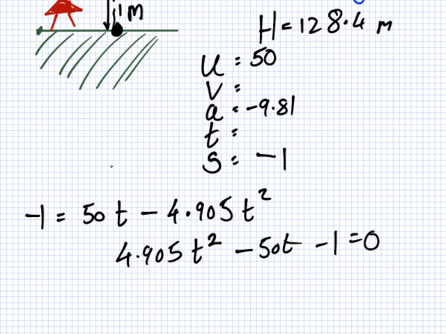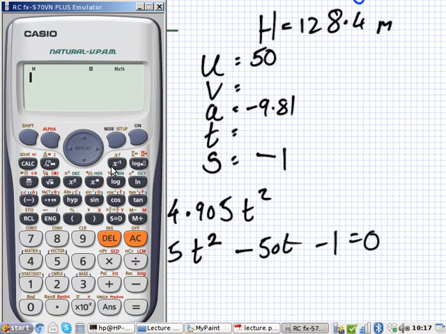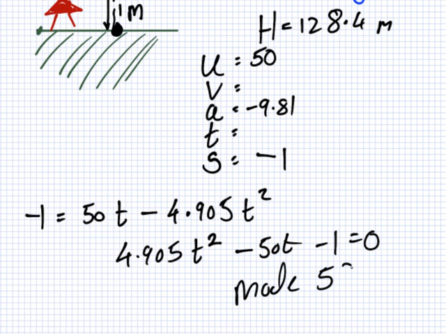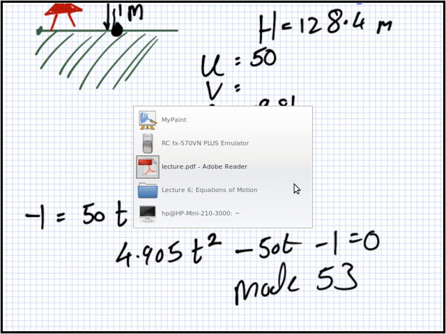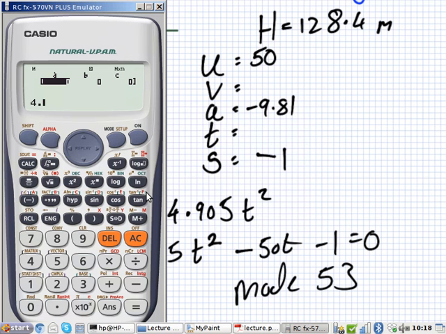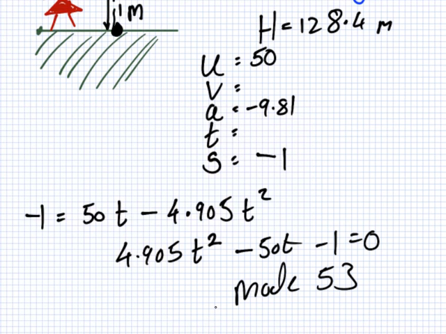Anyway, for the one person who has the right calculator, Casio 991, you can solve this on the calculator by typing mode 53. You have that, and then you type in the 3 numbers: 4.905, minus 50, minus 1. 10.2. Don't take the minus answer. T equals 10.2 seconds.